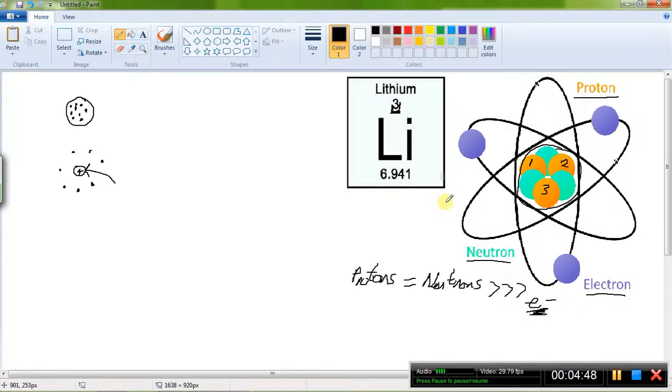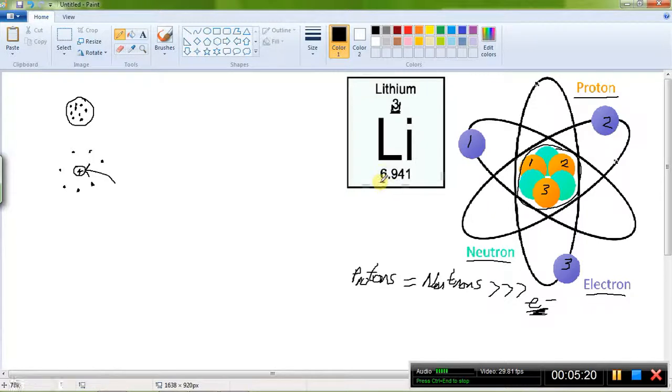And then if it's a neutral atom, then there'd have to be the same number of electrons, right? 1, 2, 3, because protons are positively charged. So if we have 3 positively charged protons, we need 3 negatively charged electrons to balance it out if it's neutral. Now obviously we talked about ions. Ions are different, and we'll talk more about ions at a later date, but just know if it's electrically neutral, it has to have the same number of protons and electrons.